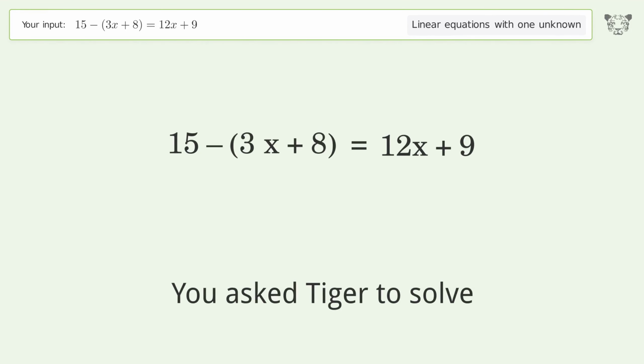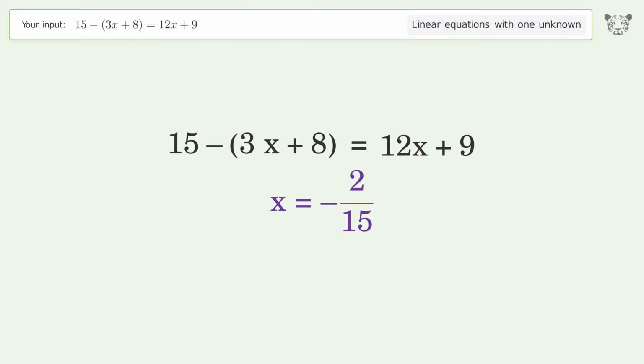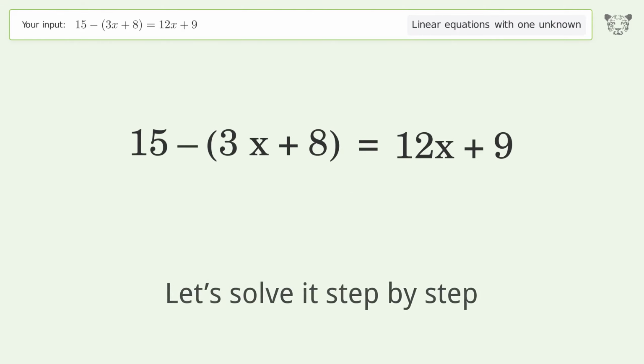You ask Tiger to solve. This deals with linear equations with one unknown. The final result is x equals -2/15. Let's solve it step by step.